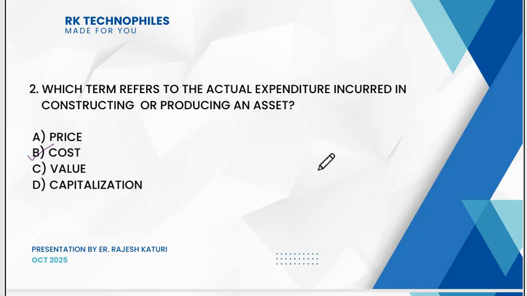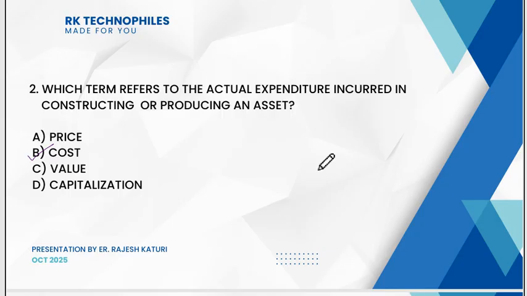So which term refers to the actual expenditure incurred in constructing or producing an asset? Sorry, I have already marked it. So which term refers to the actual expenditure incurred? It is cost. Cost is actually the total amount spent to create the asset. For example, if you take one year, in the entire year you will put so much money to construct it, maintain it, and any repairs to it. So the entire amount will be cost.